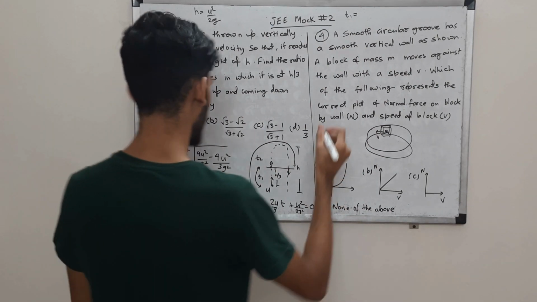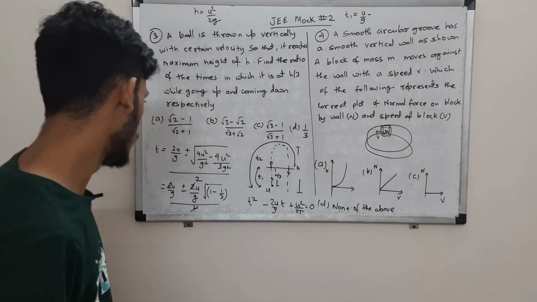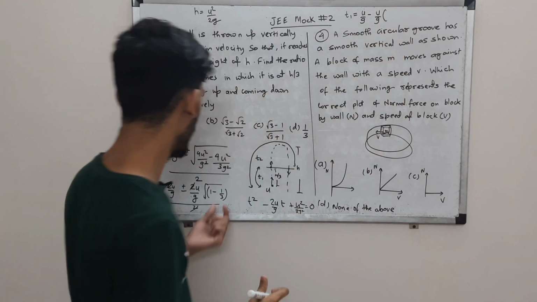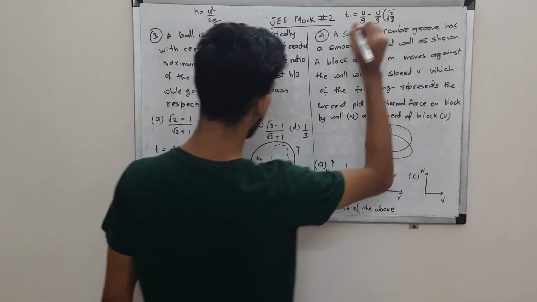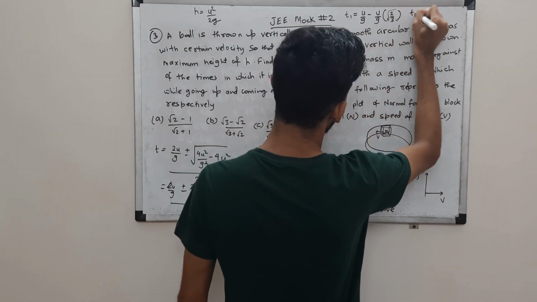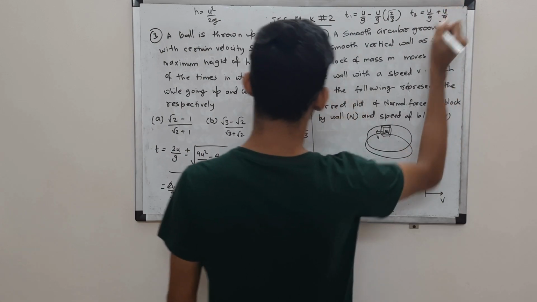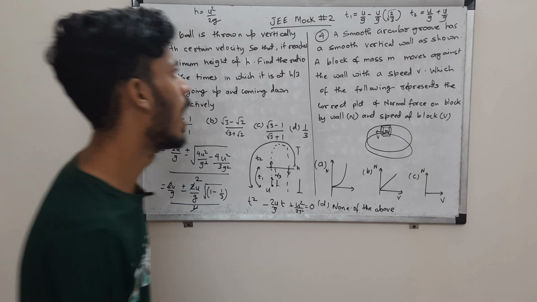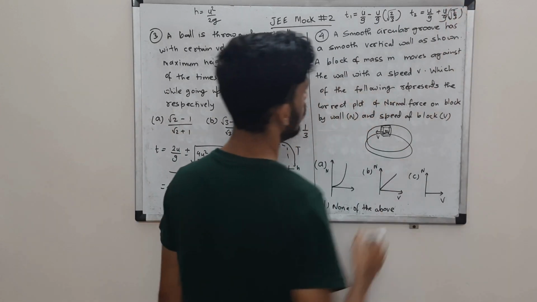So we'll get u by g minus u by g into here we'll have 1 minus 1/3, which is root 2 by 3. 1 minus 1/3 is 2/3, and T2 will be given as u by g plus u by g. Here plus sign for T2, bigger time period. And again in the square root we have 2 by 3.